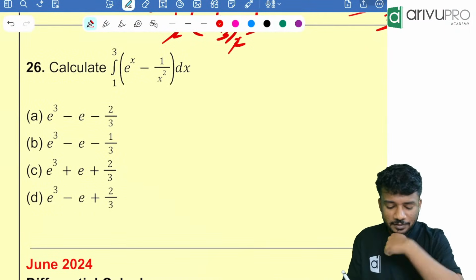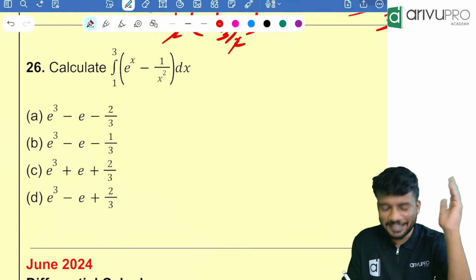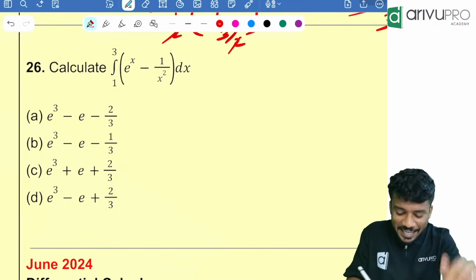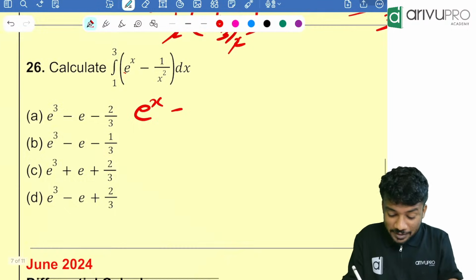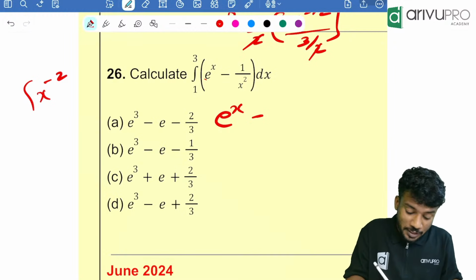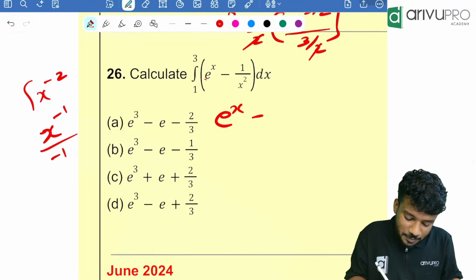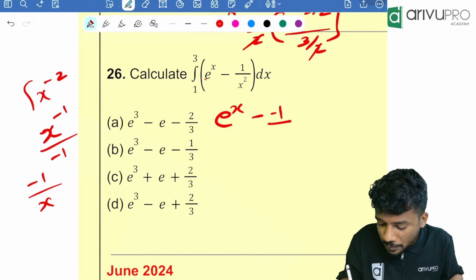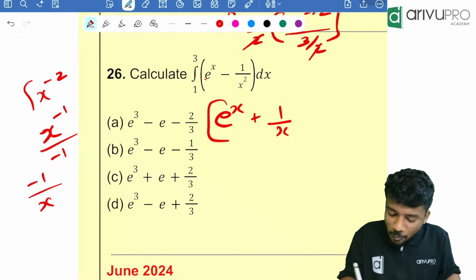Calculate the integral from 1 to 3 of e raised to x, minus 1 by x square. Direct question. If you are lucky, you will get a question like this. Now, the integral of e raised to x is e raised to x, minus the integral of e raised to x into x raised to minus 2. The integral of x raised to minus 2 is x raised to minus 1 divided by minus 1, which is minus 1 by x. Minus of minus 1 by x, so minus and minus together it will become positive.